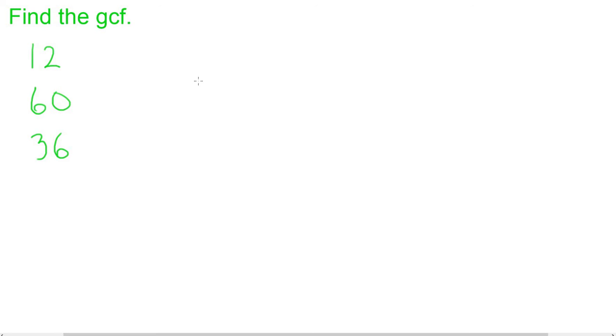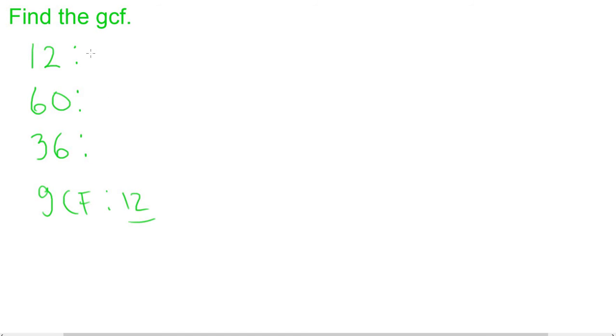Well, I know that 12 divides into each one of these numbers evenly. So my GCF is 12. The easiest way is just to know it. But if you don't know it, we can look at the prime factorization. That is, we break each number down into its primes. It's a nifty little tool, and I'll show you how it works.